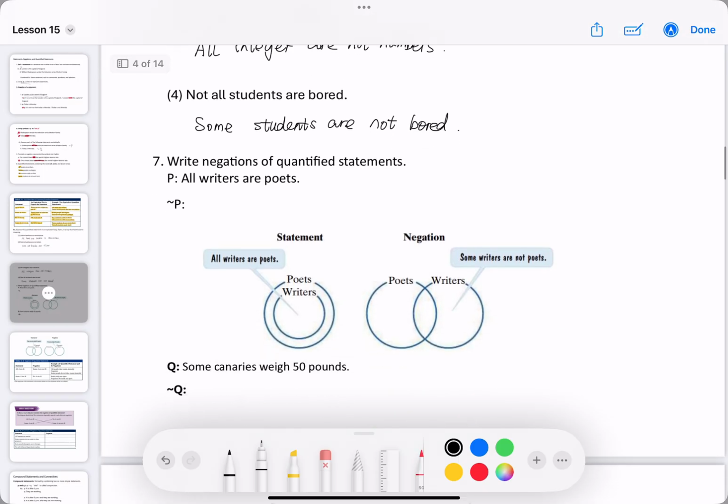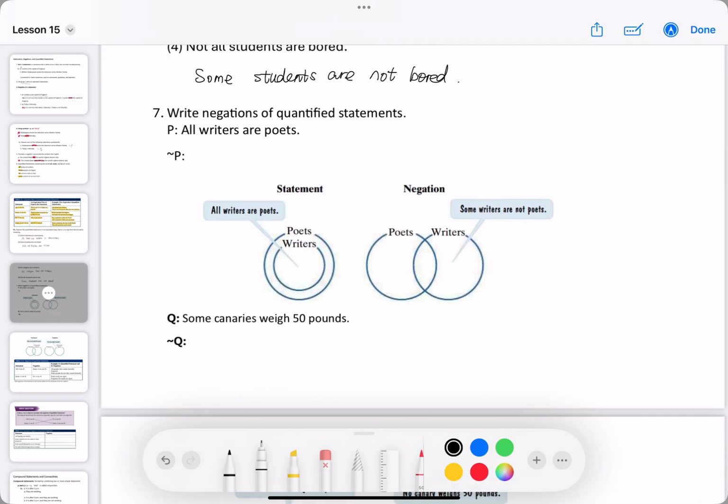Now write the negation. Now we are not finding the equivalent; we are finding the negation of a quantified statement. First one, all writers are poets. What is the negation? We will say some writers are not poets.